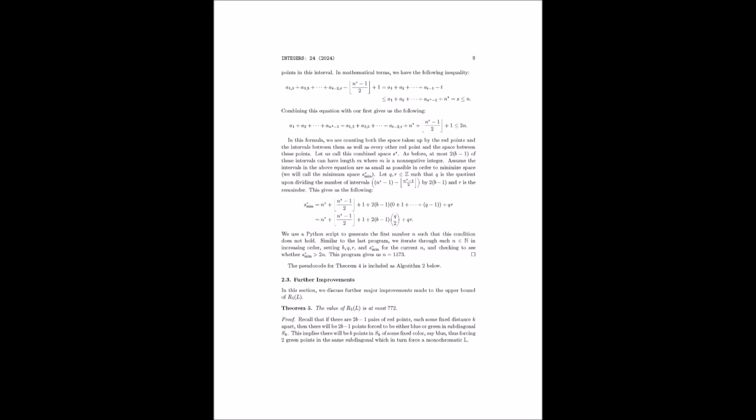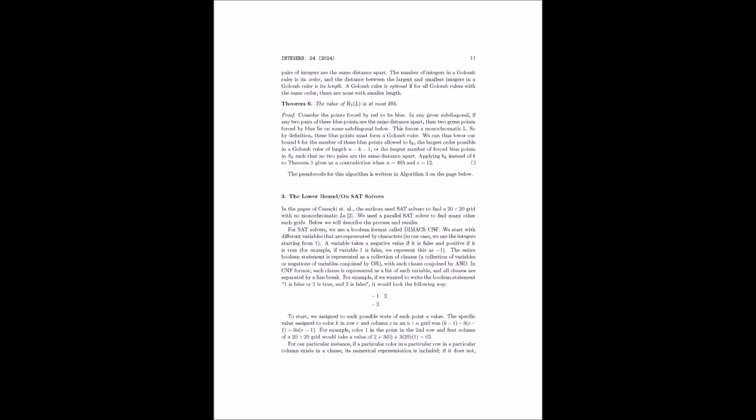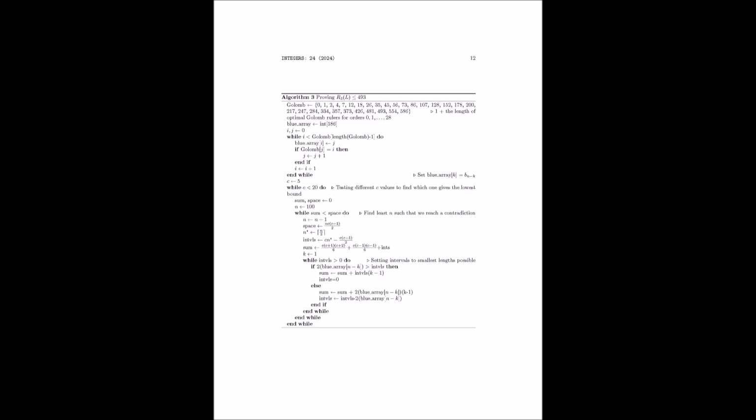That's it. And if the computer finds a valid coloring, well, that's proof that R3L has to be bigger than that grid size. And get this, they actually used SAT solvers, and they found a valid 3 coloring for a 20 by 20 grid where there were no monochromatic L shapes. So that means R3L has to be at least 21. That's our lower bound. Exactly.